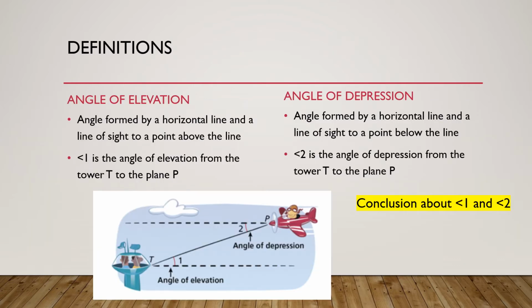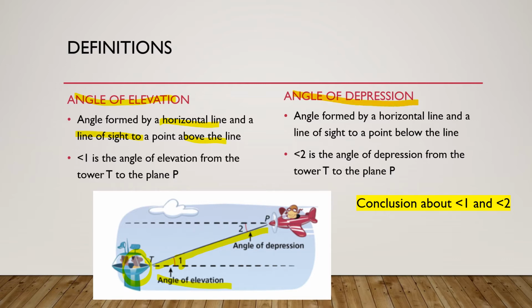So first we're going to talk about some definitions. The angle of elevation is the angle that's formed by the horizontal line and your line of sight. Imagine there's a line coming from your eye to a point that's above the line. For example, angle 1 is our angle of elevation if we're standing at the tower and looking towards the plane. Angle 1 is our elevation.